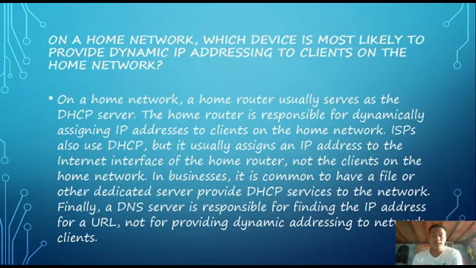On a home network, which device is most likely to provide dynamic IP addressing to clients on the home network? On a home network, a home router usually serves as the DHCP server. The home router is responsible for dynamically assigning IP addresses to clients on the home network. ISPs also use DHCP, but usually assign an IP address to the internet interface of the home router, not to the clients on the home network.